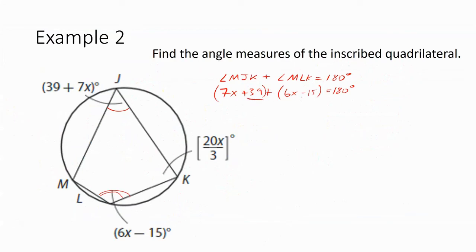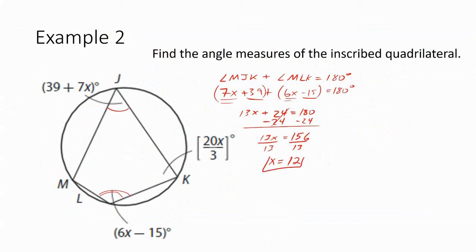Combine like terms. So I'll combine the constant terms, 39 minus that 15. You should get 24. And then the 7x plus the 6x, 13x. And that should be equaling 180 degrees. Subtraction property. Just don't forget what you do to one side, do the other. Right? So we got 13x equaling 156. And then division. Right? Because how do you get rid of a multiplying 13? You divide, and again, what you do to one side, you do to the other. And you should get x equals 12.